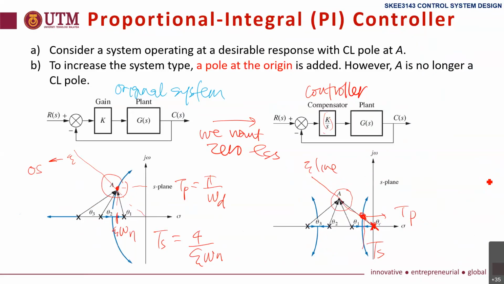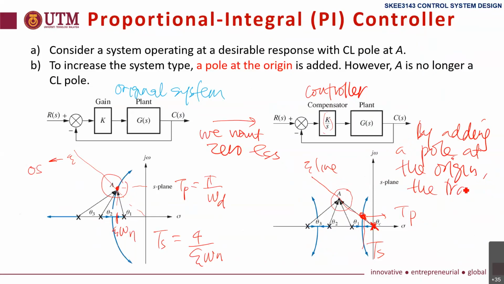That means by adding a pole at the origin, the transient response changes. It can change, not the same as the original one.